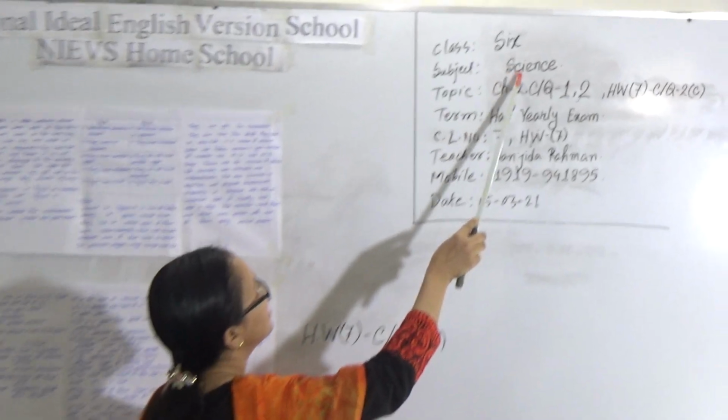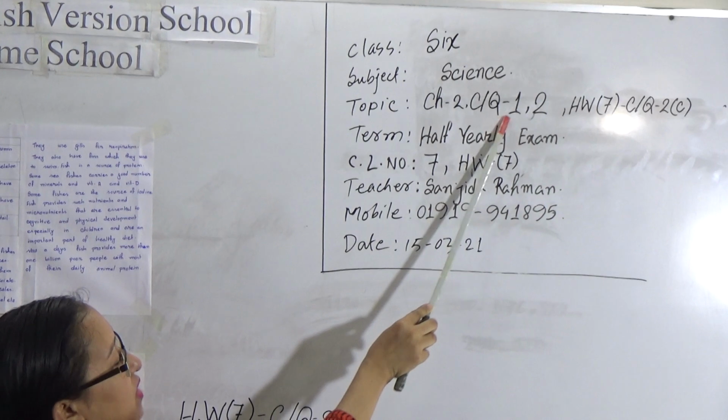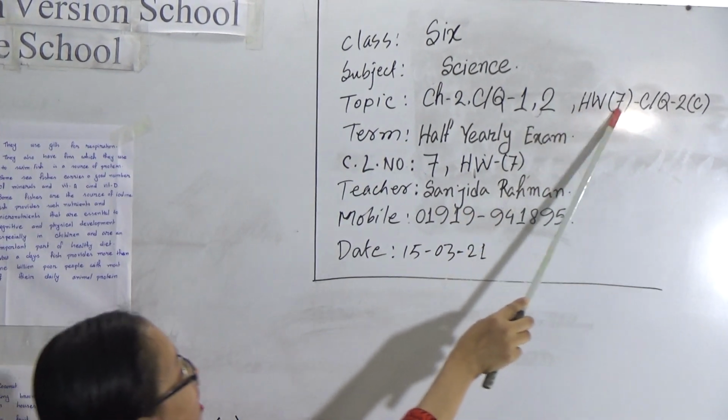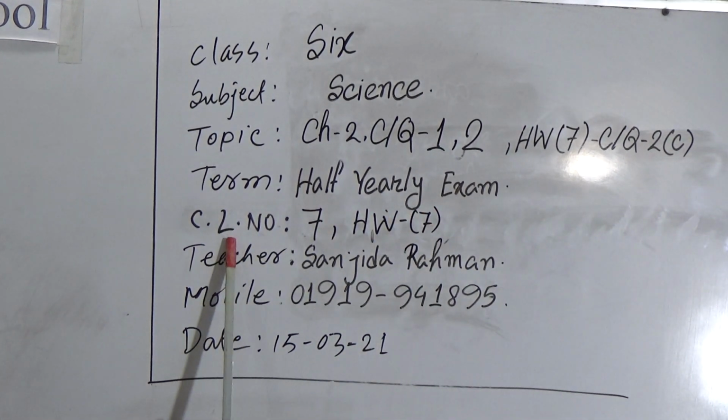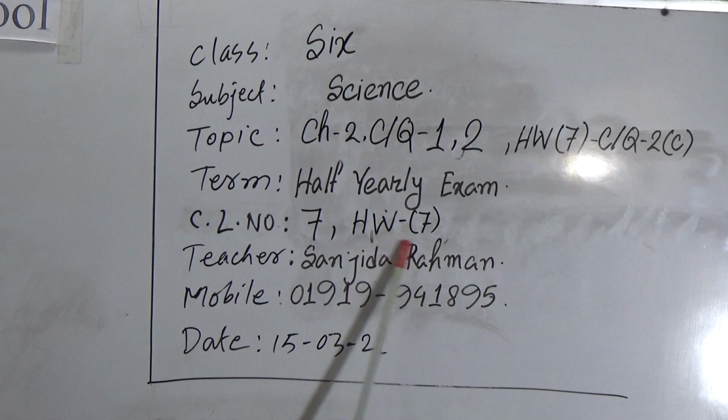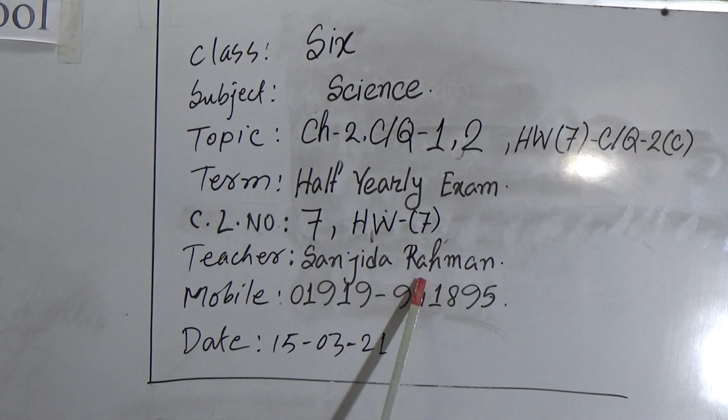Here is the science class topic: chapter 2, creative question number 1 and 2, homework number 7. Creative question 2C, term half yearly exam, class number 7, homework number 7. My name is Sanjida Rahman and this is my contact number.